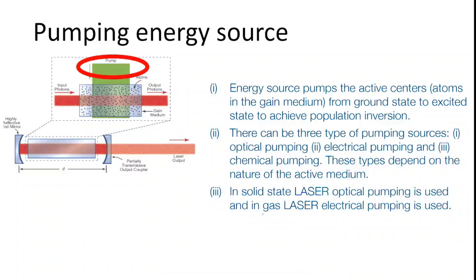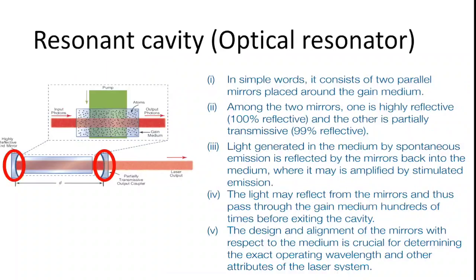Light generated in the medium by spontaneous emission is reflected by the mirrors back into the medium, where it is amplified by stimulated emission. The light may reflect from the mirrors and thus pass through the gain medium hundreds of times before exiting the cavity. The design and alignment of the mirrors with respect to the medium is crucial for determining the exact operating wavelength and other attributes of the laser system.